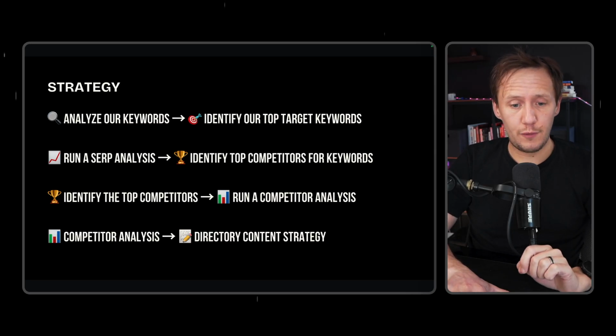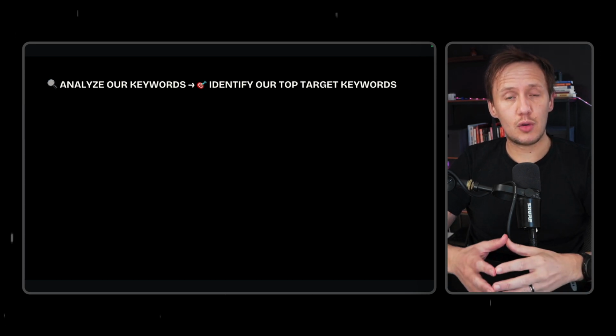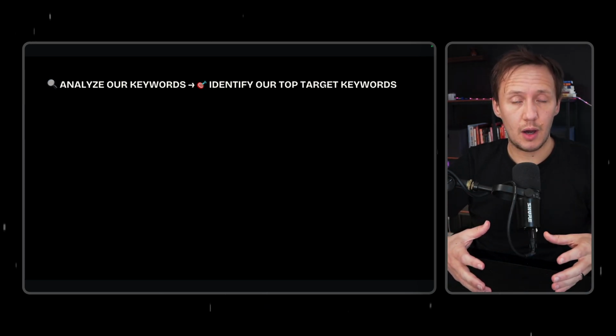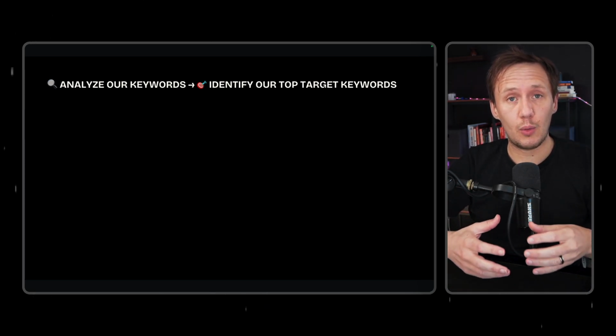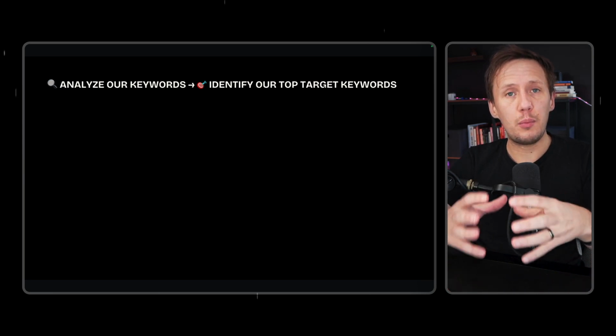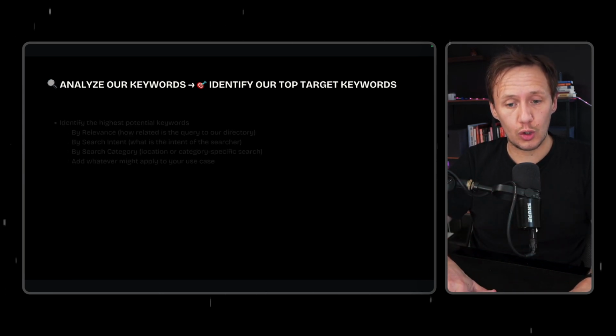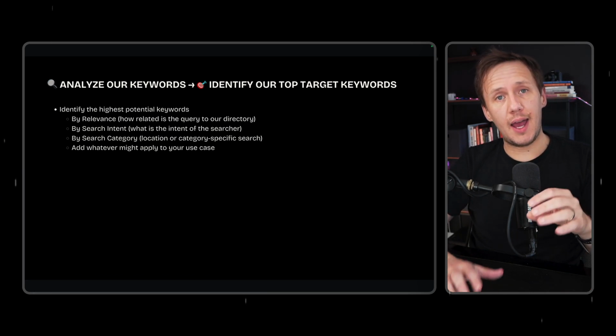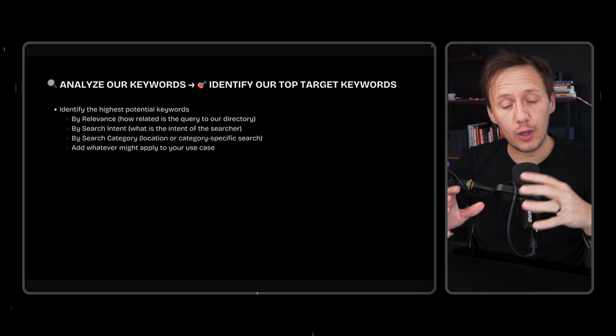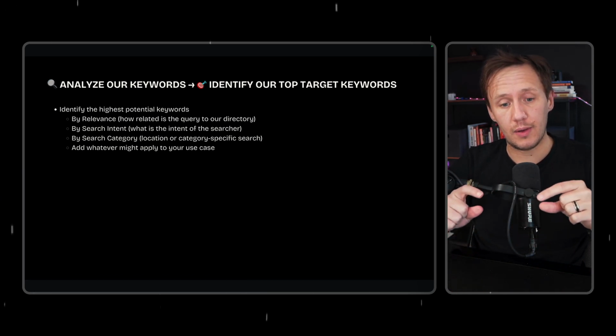Okay, so the first step in this entire process is to take the list of keywords that we got through Keyword Planner or whatever keyword planning tool you use, and from there identify the top target keywords that we want to work towards. Now, typically I have a few set of criteria that I look into when I identify what keywords I want to target.